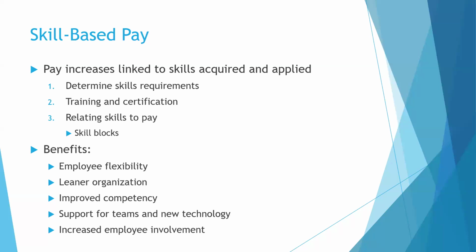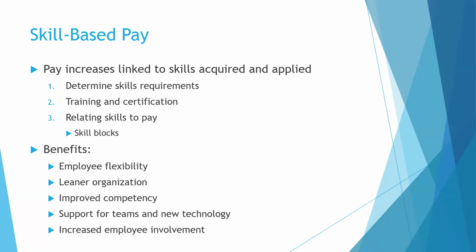You can also put skills into skill blocks and pay people for completing entire skill blocks, where they might be skills related to specific tasks, or they might be going in depth into some of the skills that they're learning. In a skill-based system, employees get to choose what skills they want to learn and get certified in, and then they can see how their pay will increase as they're learning those skills. So there's a lot of benefits for employees because it helps them determine their own pay rather than being stuck at entry-level pay.